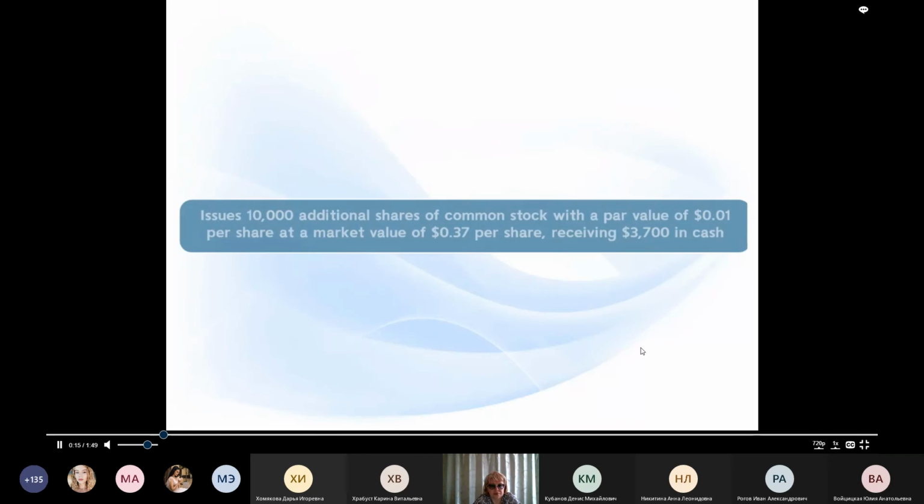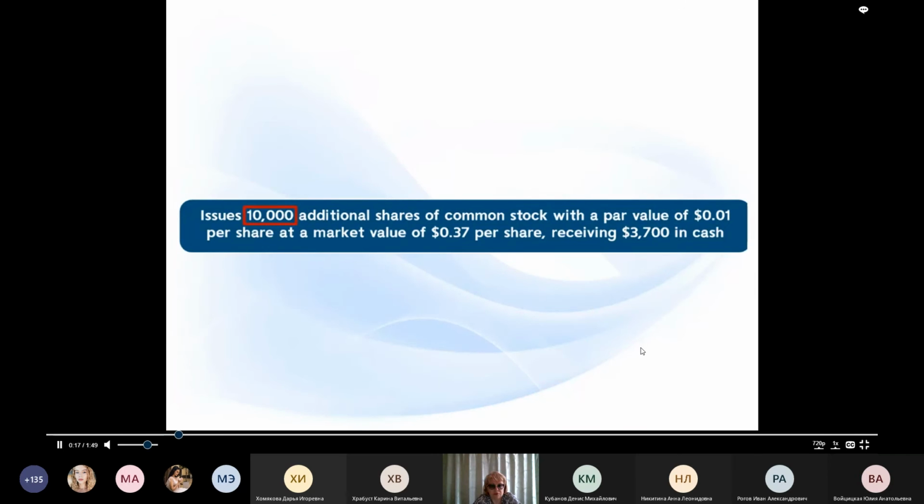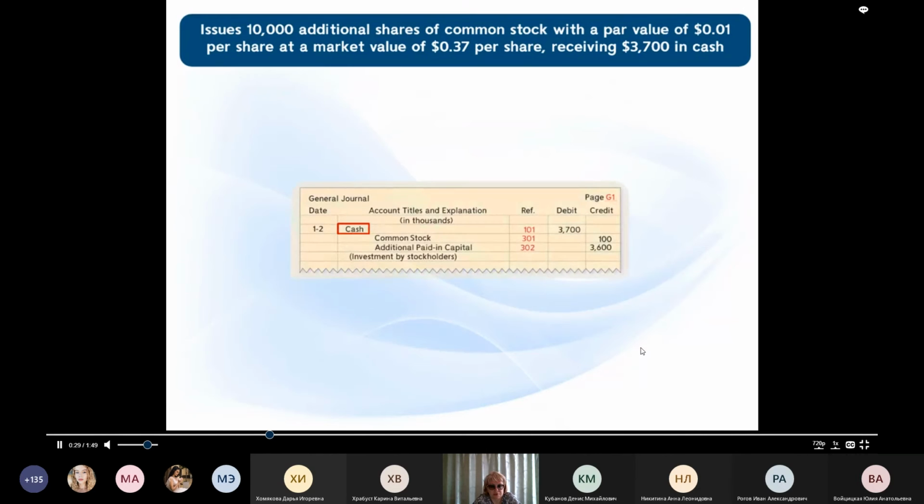Let's assume that the company issued 10,000 additional shares of common stock with a par value of 1 cent per share. The market value of the shares was 37 cents per share, and the company received $3,700 in cash from investors. Cash increases by $3,700. Common stock increases by $100, computed as 10,000 shares times 1 cent par value per share, and additional paid-in capital increases by $3,600, computed as 10,000 shares times the 36 cents excess over par value per share.